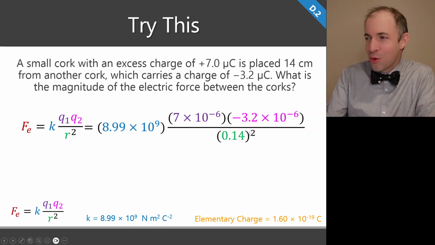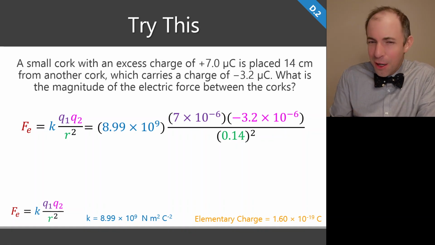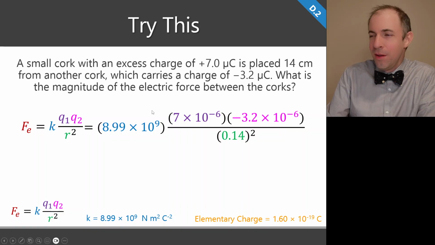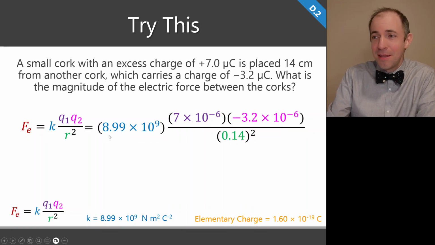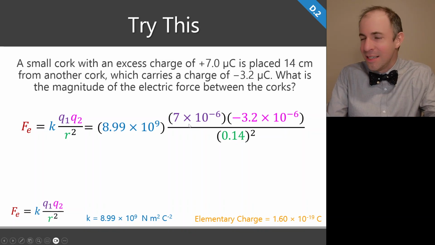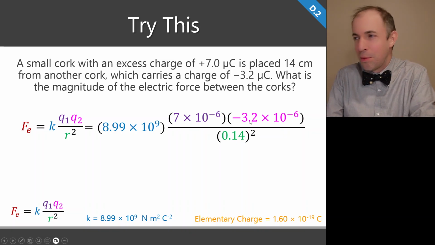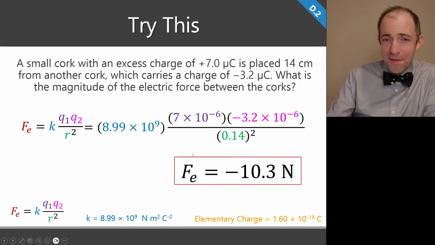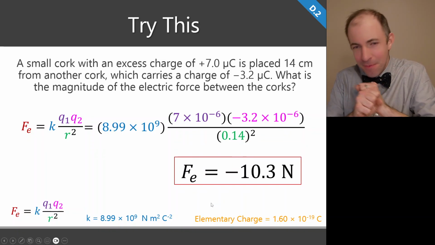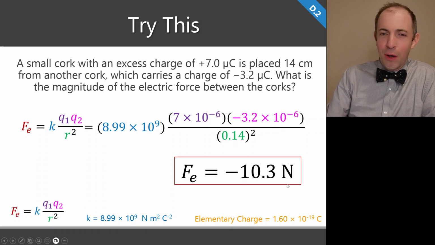It is very important to remember this square. That's commonly missed when you type it into a calculator. Also, if your calculator has the E button, the E notation is really useful when we're doing an equation like this that has a ton of scientific notation. I would type this in as 8.99 E9 times 7e negative 6 times negative 3.2 e negative 6 divided by 0.14 squared. When you do all of that, you'll get an electric force, this electrostatic force of negative 10.3.